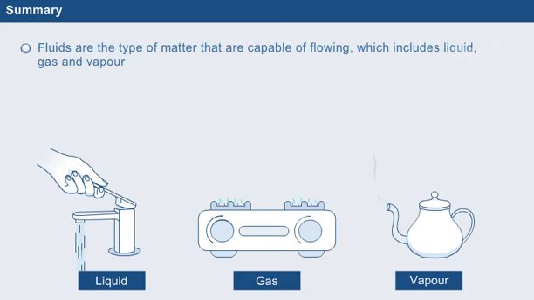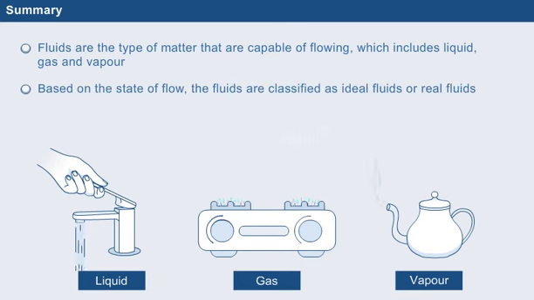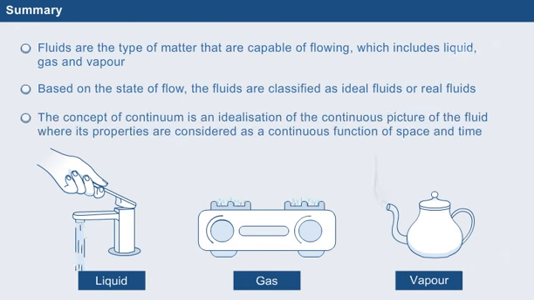Let's sum up. Fluids are the type of matter that are capable of flowing, which includes liquid, gas, and vapor. Based on the state of flow, the fluids are classified as ideal fluids or real fluids. The concept of continuum is an idealization of the continuous picture of the fluid, where its properties are considered as a continuous function of space and time.